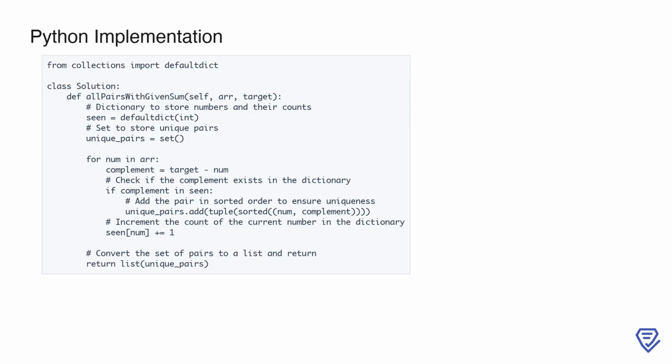5. Updating dictionary. After checking the complement, the count of the current number is incremented in the dictionary. 6. Returning results. Once the loop is complete, the set of unique pairs is converted to a list and returned.